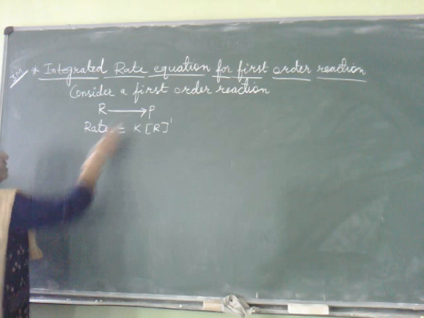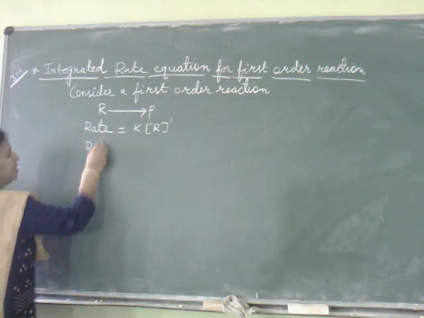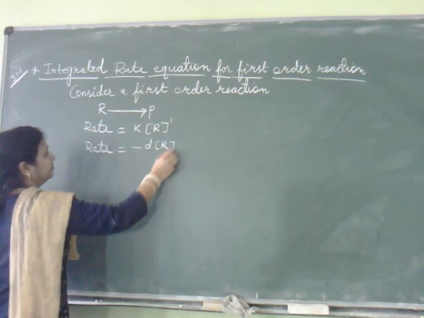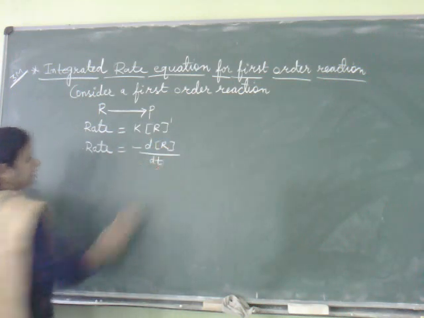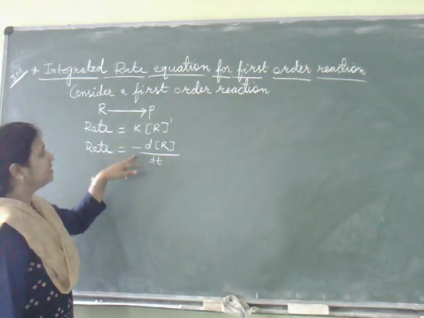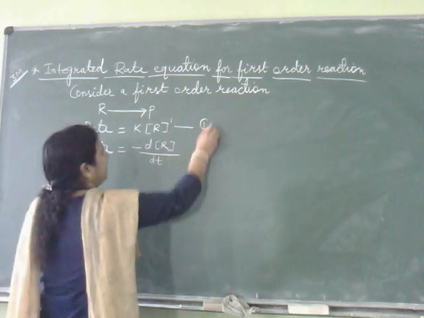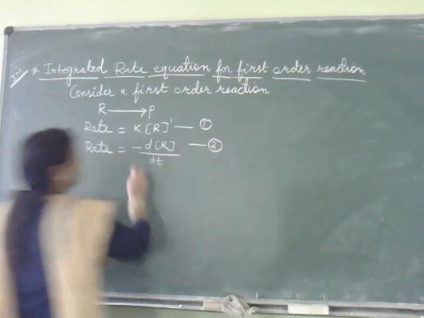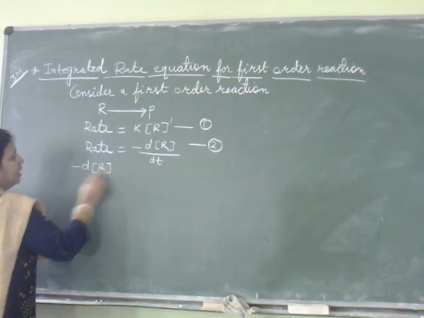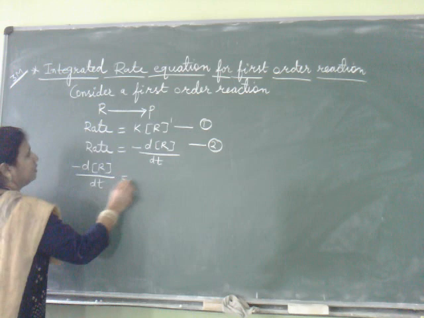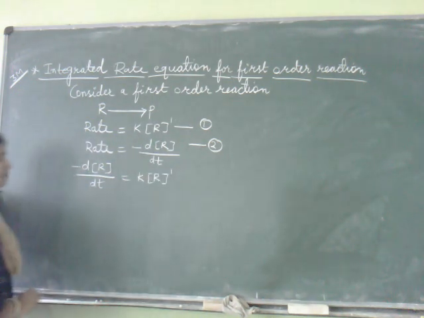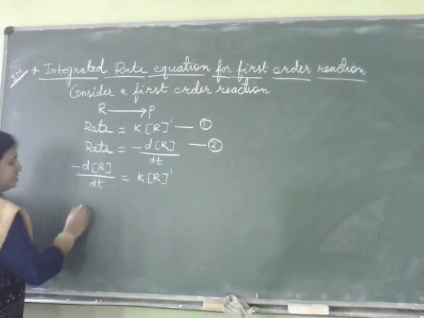Now for this reaction, we can write the instantaneous rate of reaction as minus d[R] by dt. This is the instantaneous rate equation for the first order reaction. So this is equation 1 and this is equation 2. From equations 1 and 2 we can write minus d[R] by dt is equal to k [R] power 1.